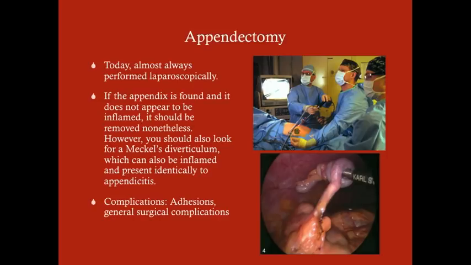A lot of patients don't know they have a Meckel's diverticulum, and when it gets inflamed, it presents just like appendicitis. And if your radiologist wasn't looking too closely, or if it was in a confusing spot, it can look just like appendicitis. So you're going into the patient with a presumed diagnosis of acute appendicitis, you're going to cut that appendix out, but you're also going to look for a Meckel's diverticulum. And if you find one, obviously you're going to remove that. Complications from appendectomy are adhesions and then general surgical complications.